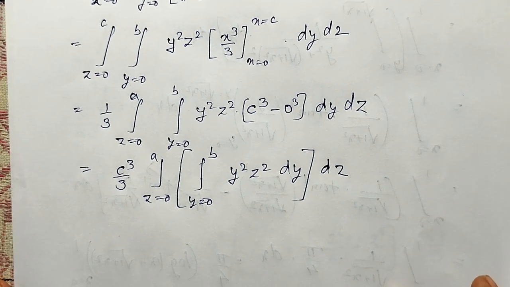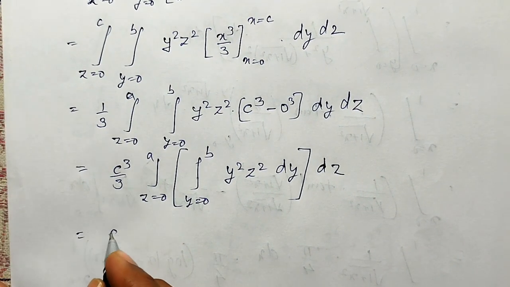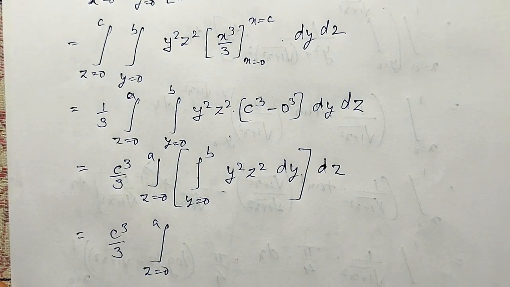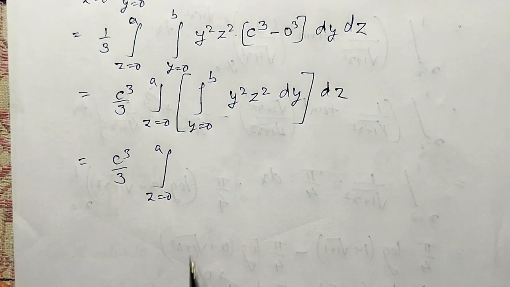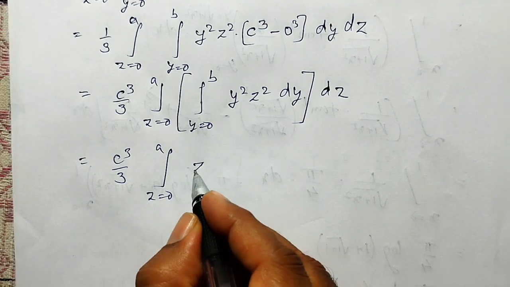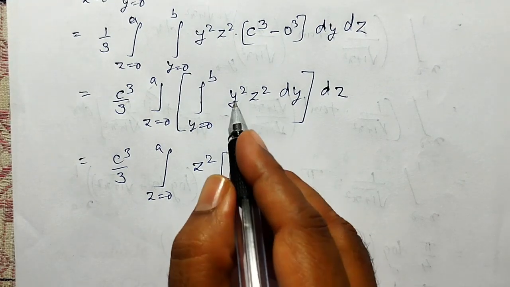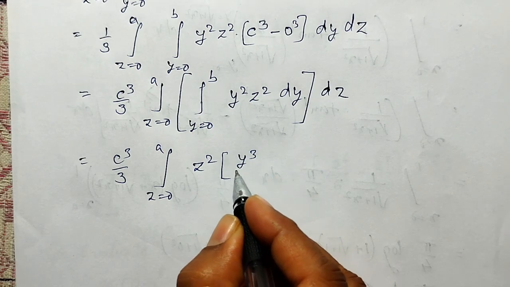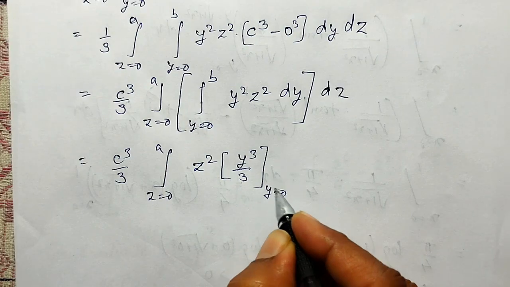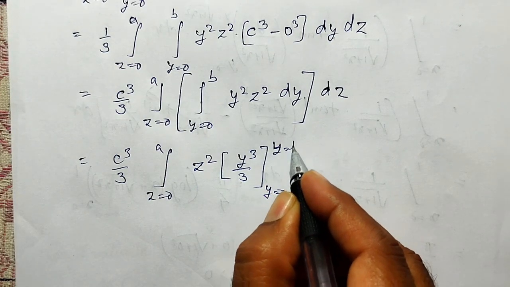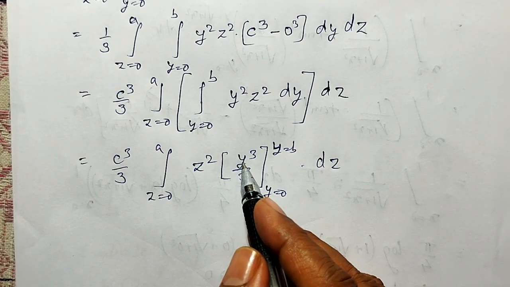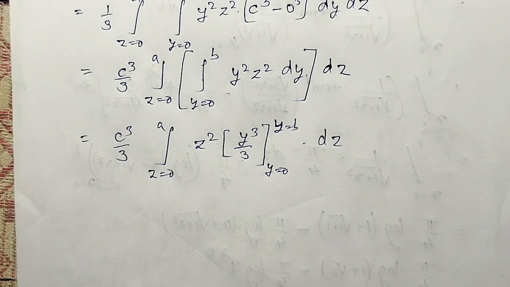To integrate with respect to y, c cube by 3 is constant, integration from z equal to 0 to a as it is, and while integrating with respect to y, z is treated as constant. Therefore z square as it is, and the integration of y square is y cube divided by 3 between the limits y equal to 0 to y equal to b into dz as it is. Now put y as upper limit minus lower limit, and see what I am going to get.